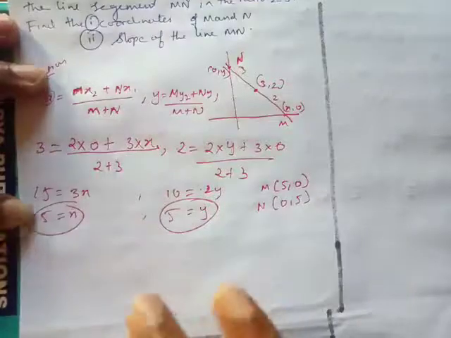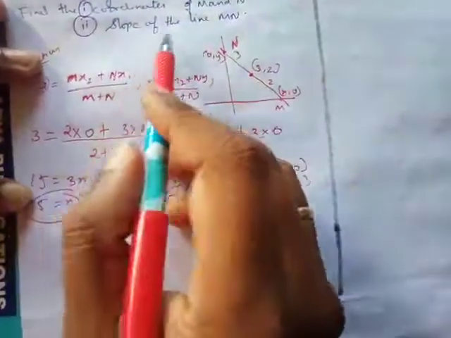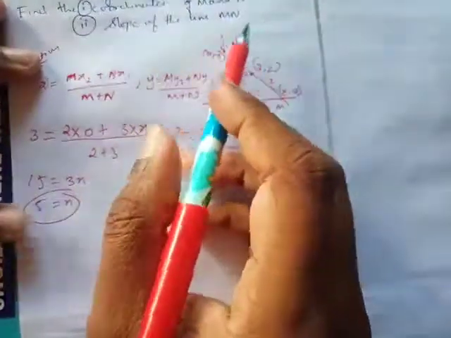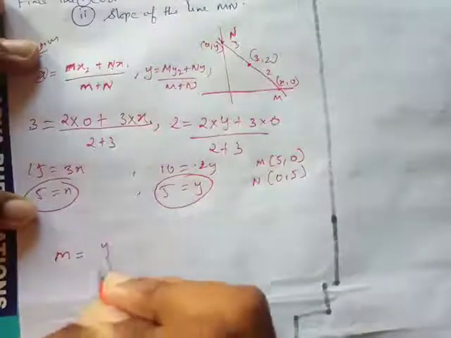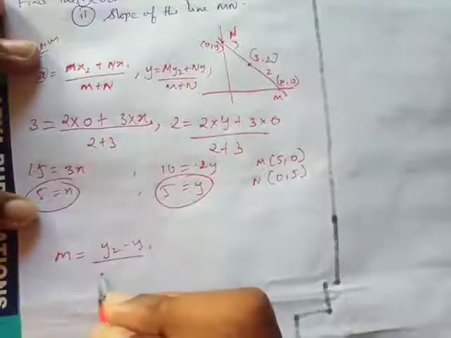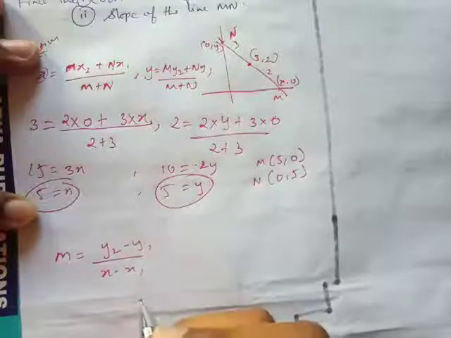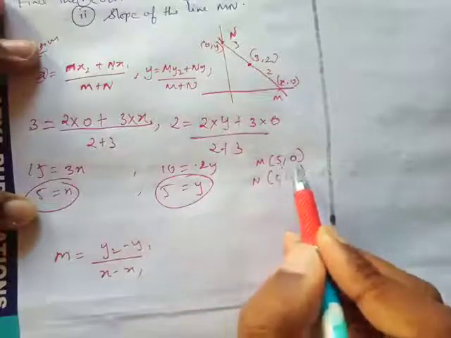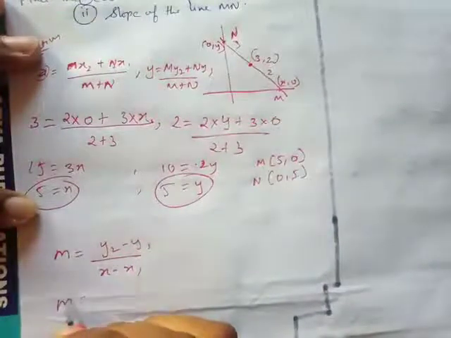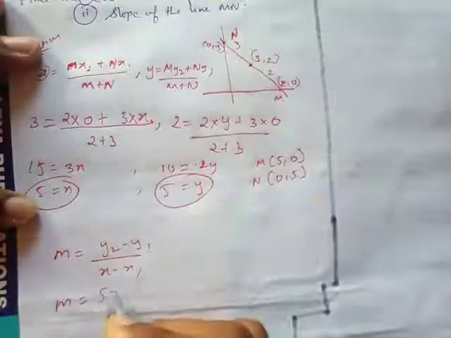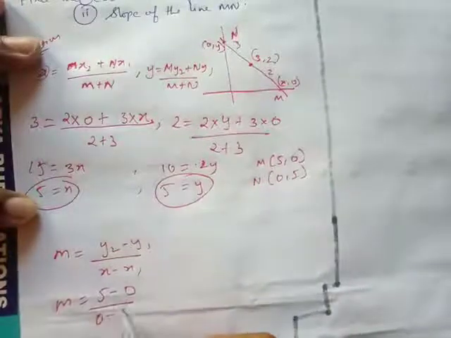Let's see the second part. Second part says find the slope of the line mn. You know how to find the slope of a line m, that is y2 minus y1 upon x2 minus x1. So this is x1 y1 x2 y2. So I'm going to put the values. m is equal to y2, 5 minus 0, upon 0 minus 5.